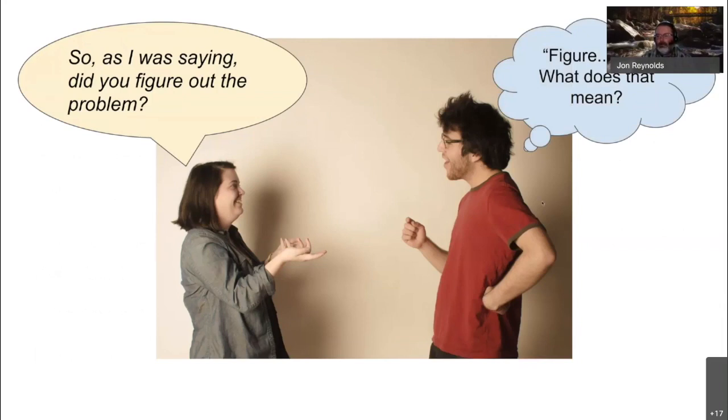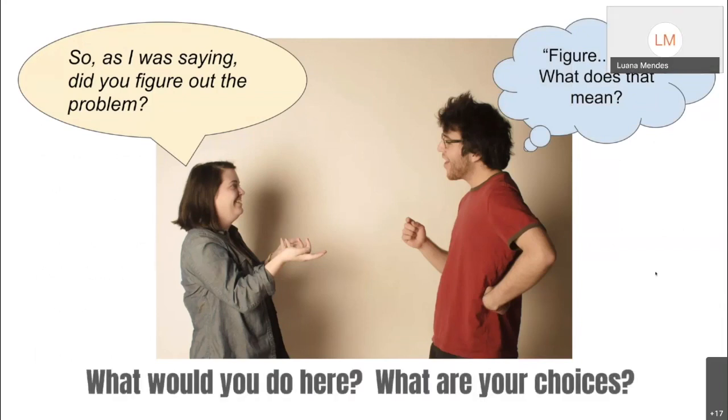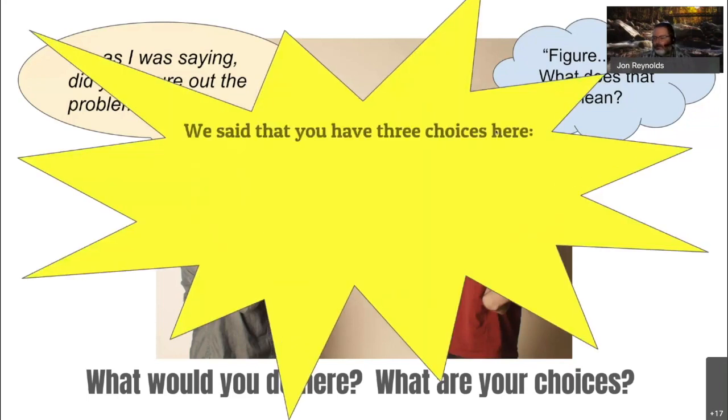Okay, now, 2 weeks ago, we said, what would you do in this situation? Someone is talking to you and they use a word that you don't understand. So notice the man is thinking, what does that mean? Figure out. So 2 weeks ago, I said you had some choices. Do you remember these 3 choices?